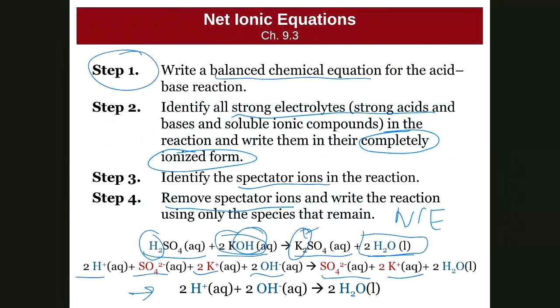But water is a liquid molecule, so it stays intact. So our spectator ions are in red, sulfate, potassium, sulfate, potassium. They're the same on both sides, so we can get rid of them. And we're left with our net ionic equation for almost all strong acid, strong base reactions: proton plus hydroxide equals water. In this case, we have 2 of each of those species because of our balanced equation.